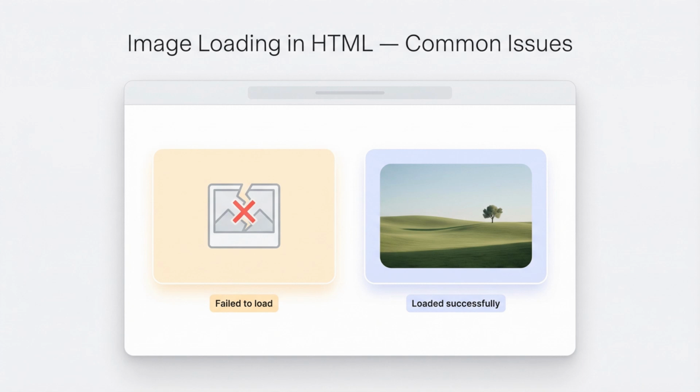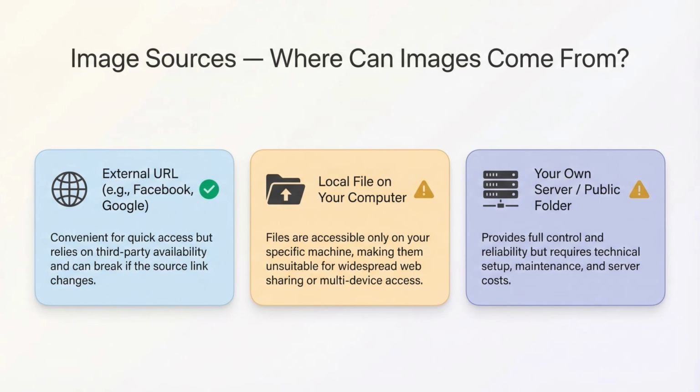During the session, the instructor and students run into exactly this. Some images display fine, while others show a broken image icon. Understanding why this happens is actually a valuable part of learning HTML because it teaches you about how browsers fetch and display resources. In HTML, images can come from three main sources.